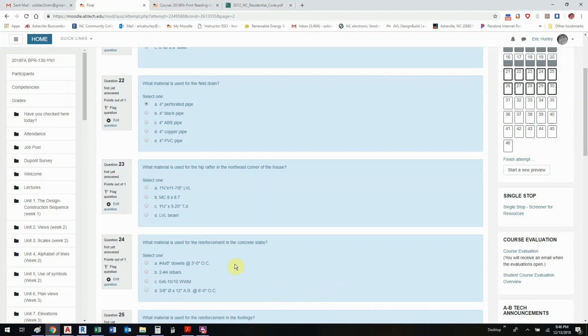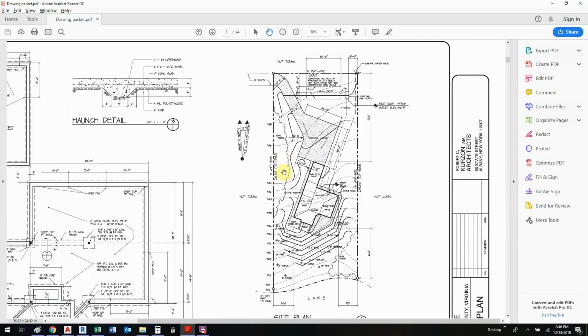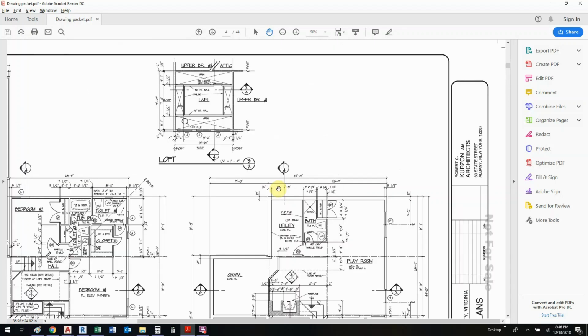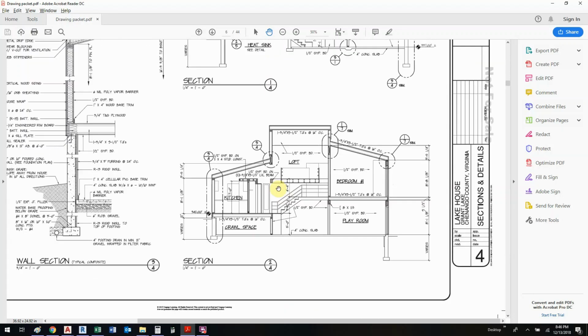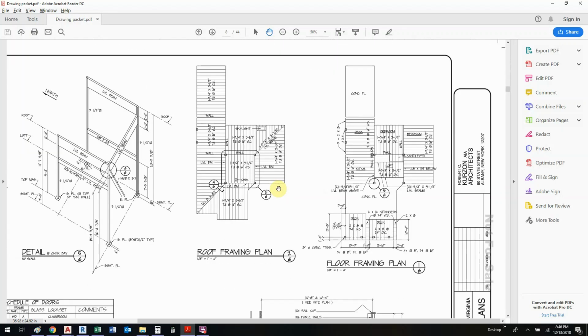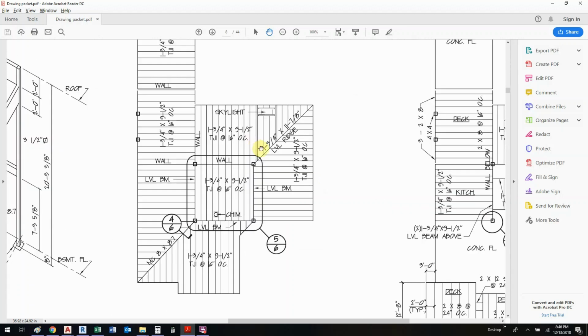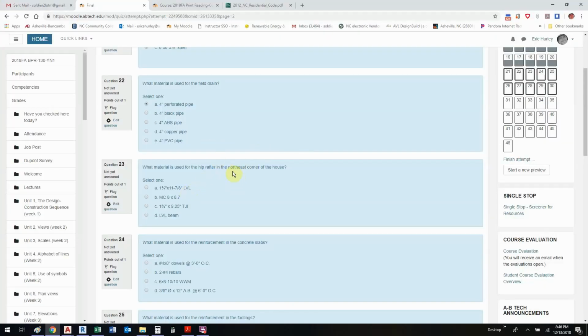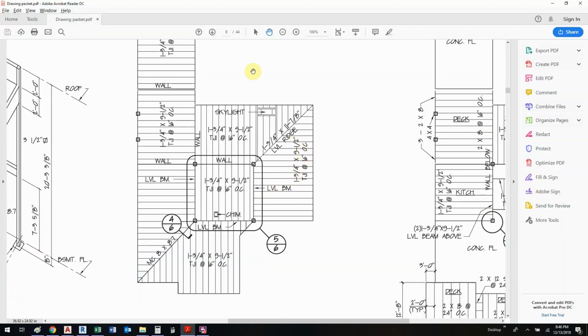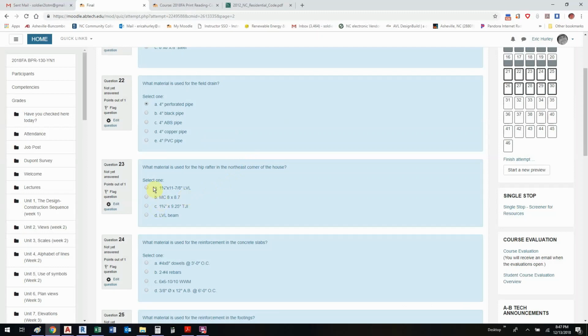What material is used for the hip rafter in the northeast corner of the house? Let's go over to the roof framing plan, and go back and read this again. The northeast corner, so this is north, this is east, this is the hip rafter. We have 1 3/4 by 11 7/8.